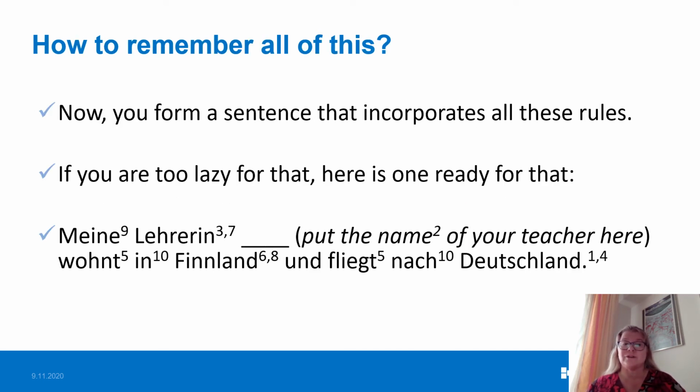So, big question, how are you going to remember all of this? Well, you form a sentence that incorporates all these rules. And if you're too lazy for that, here's one ready for you. Meine Lehrerin, there you can put the name of your teacher, wohnt in Finnland und fliegt nach Deutschland. And I have marked all the rules here with the small numbers.